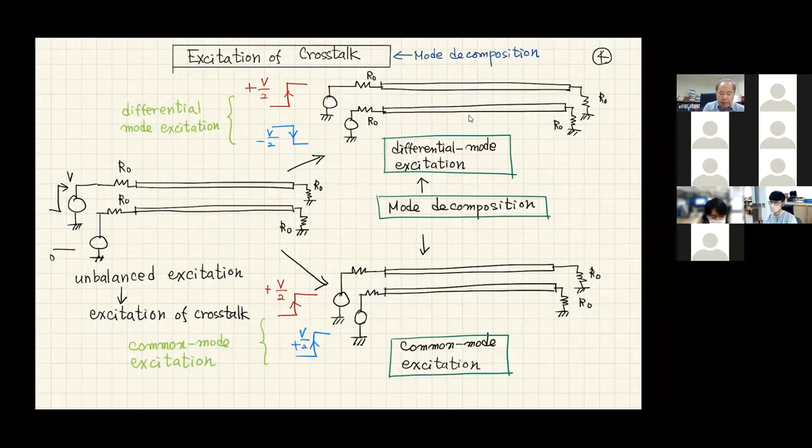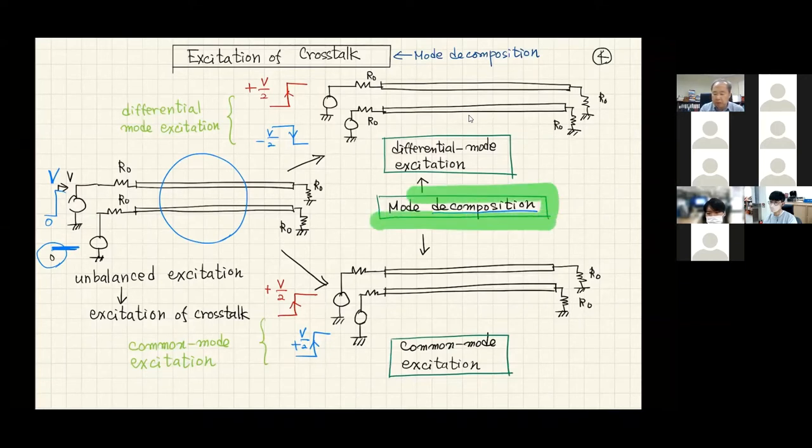In the previous slide, I was assuming that we're gonna have voltage transition from zero to V. Meanwhile, at the adjacent line, we're gonna have quiet voltage level zero. And this will be decomposed. This is very important concept. We're gonna apply the mode decomposition. That means we're gonna split this situation into two different cases. First one is the differential mode, and second one is common mode.